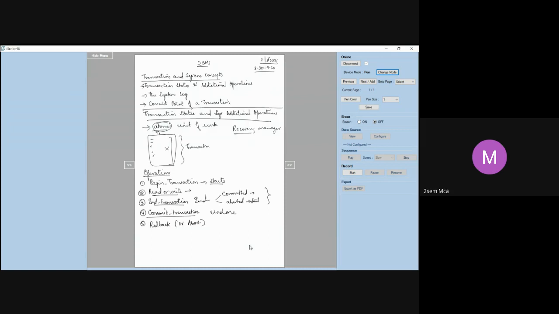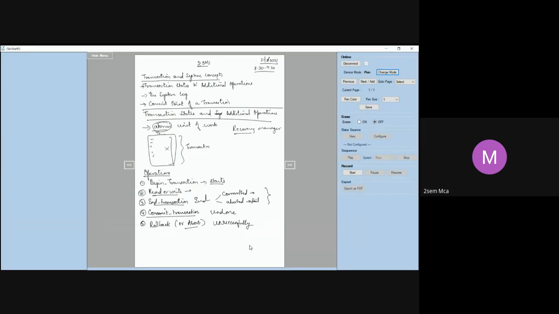Roll back or abort. That means what? When do you abort the transaction, or when do you say that you kill the transaction? That means the transaction has ended unsuccessfully. It has not completed successfully. Something has gone wrong in between. The transaction has failed somewhere. It has not completed all its operations.